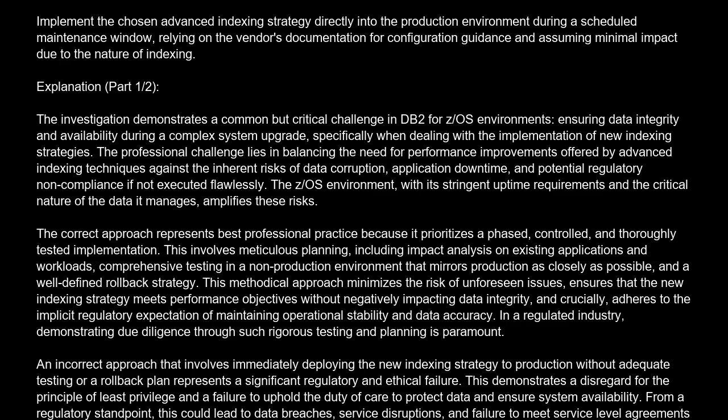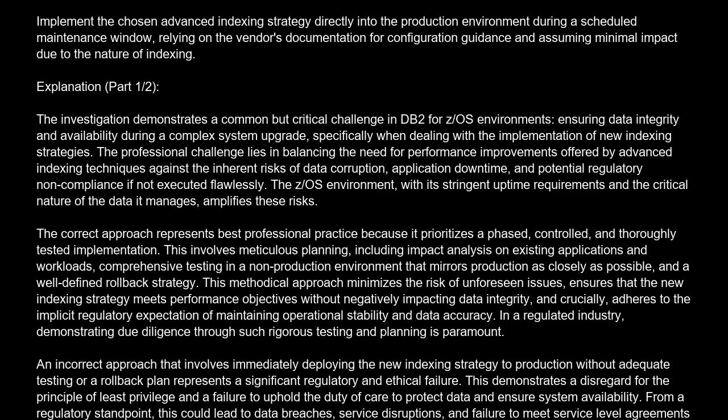Explanation. The investigation demonstrates a common but critical challenge in DB2 for z/OS environments, ensuring data integrity and availability during a complex system upgrade, specifically when dealing with the implementation of new indexing strategies. The professional challenge lies in balancing the need for performance improvements offered by advanced indexing techniques against the inherent risks of data corruption, application downtime, and potential regulatory noncompliance if not executed flawlessly. The z/OS environment, with its stringent uptime requirements and the critical nature of the data it manages, amplifies these risks.